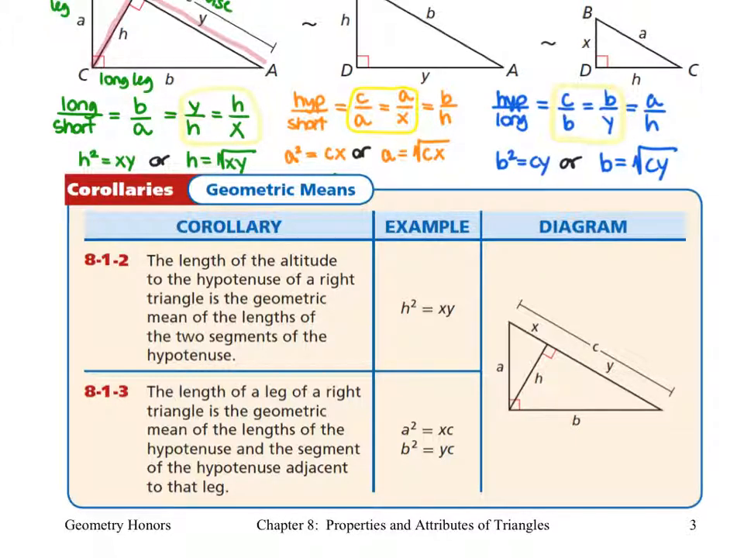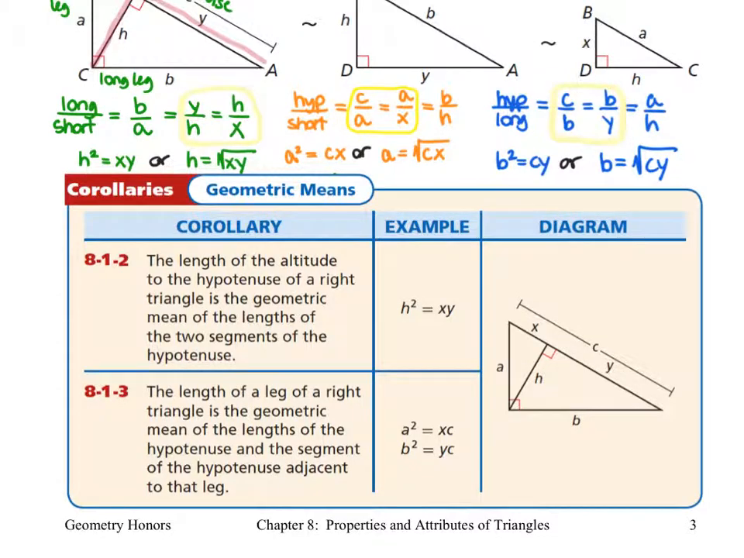Now, just a reminder that you are given all of the theorems, postulates, and corollaries in your sheets when you take a test. However, you need to know how to use them, and you need to know what those mean, and you're not given diagrams, okay? So you'll be given the words like the length of the altitude of the hypotenuse of a right triangle is the geometric mean of the lengths of the two segments of the hypotenuse, and you need to know what that's referring to. So let's take a look.